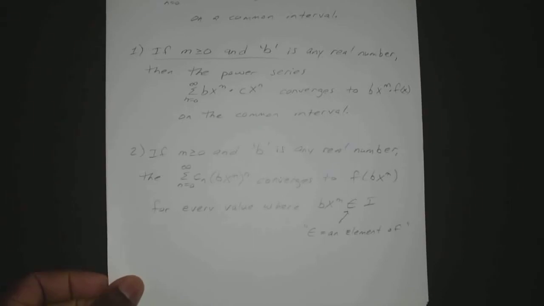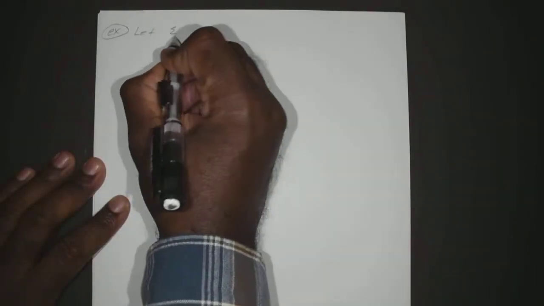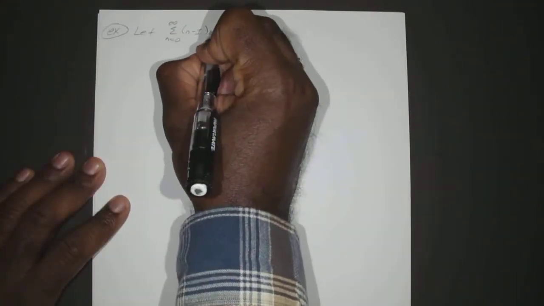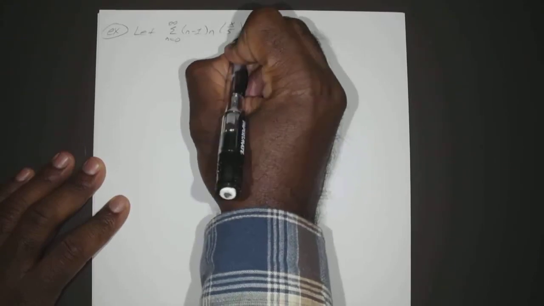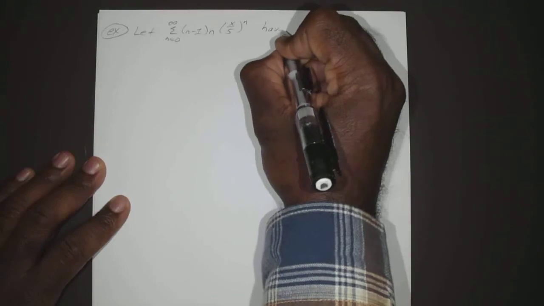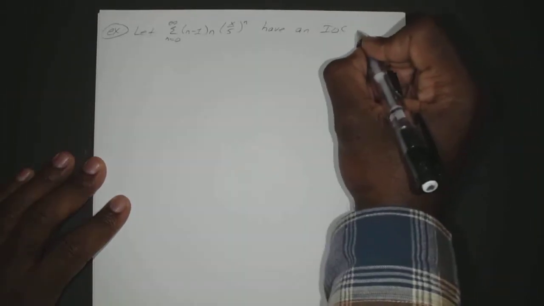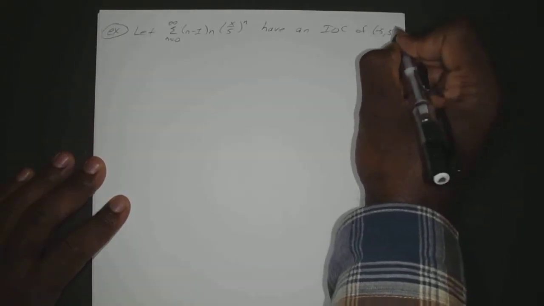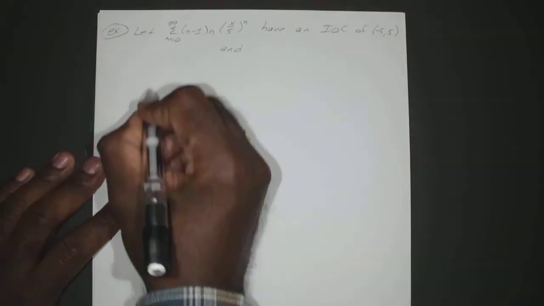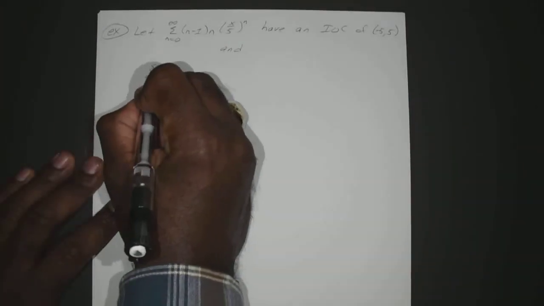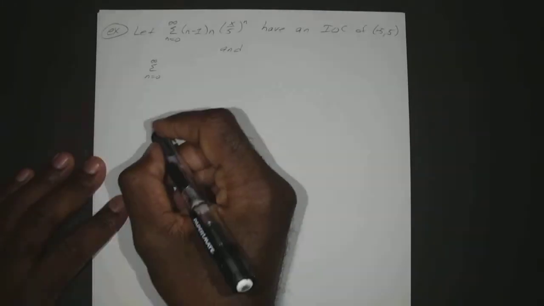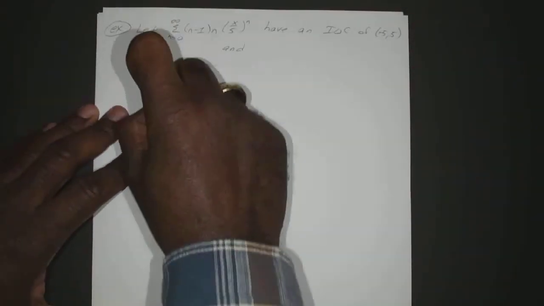All right, so for example, let's say we let the sum from n equals 0 to infinity of n minus 1 times n times x over 5 to the nth power have an interval of convergence of -5 to 5. Oh, actually, you don't have that one on this one. Thinking of the next problem.